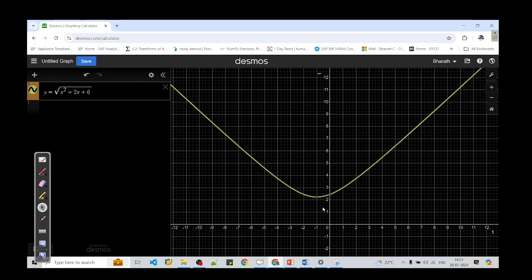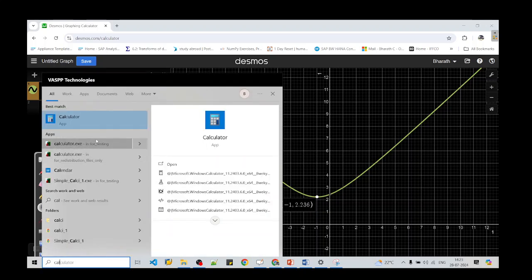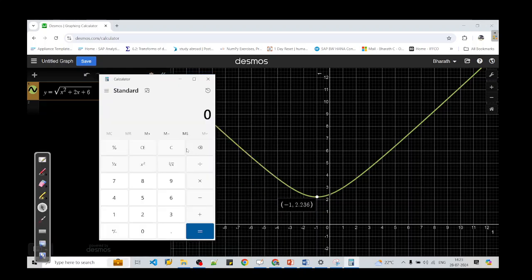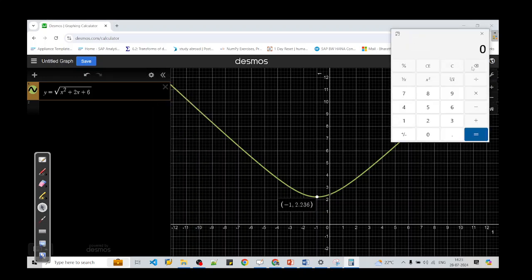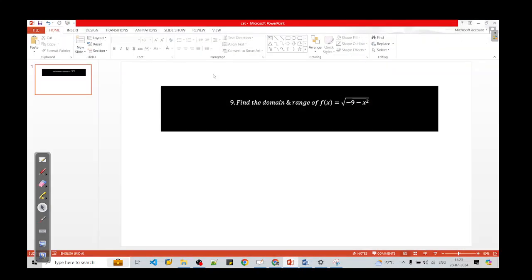2x plus 6 is 2.236. I think it should be root 5. Let's check with the calculator. What is root 5? Square root of 5 is 2.236. That's what we got. Let's move on to the next problem.